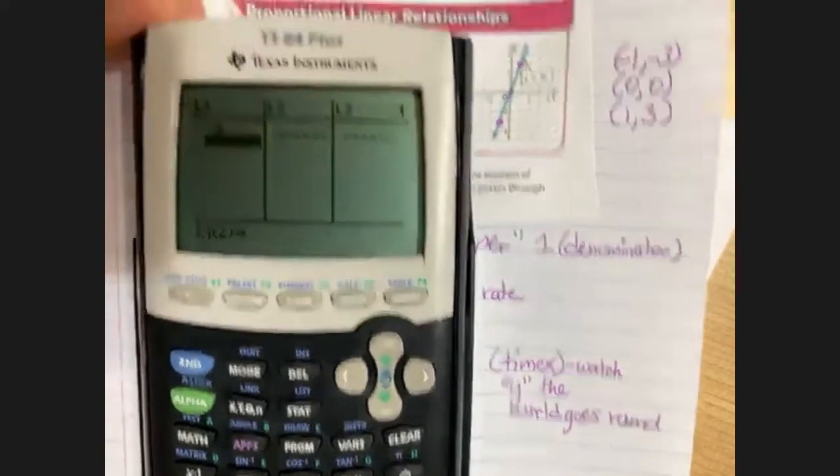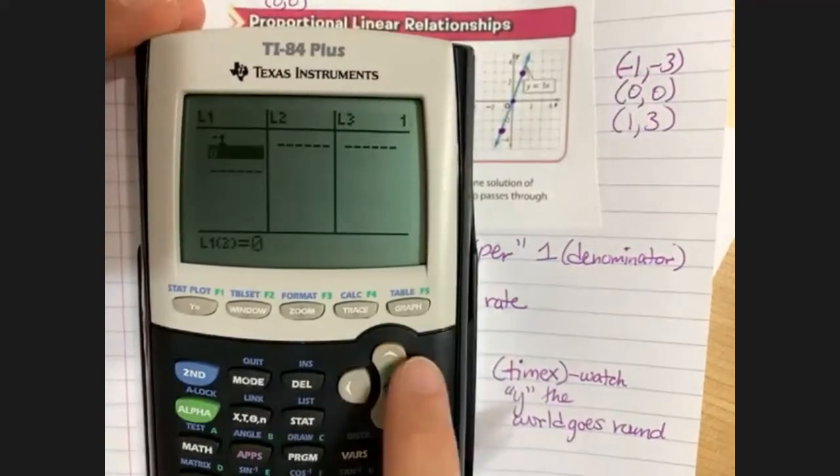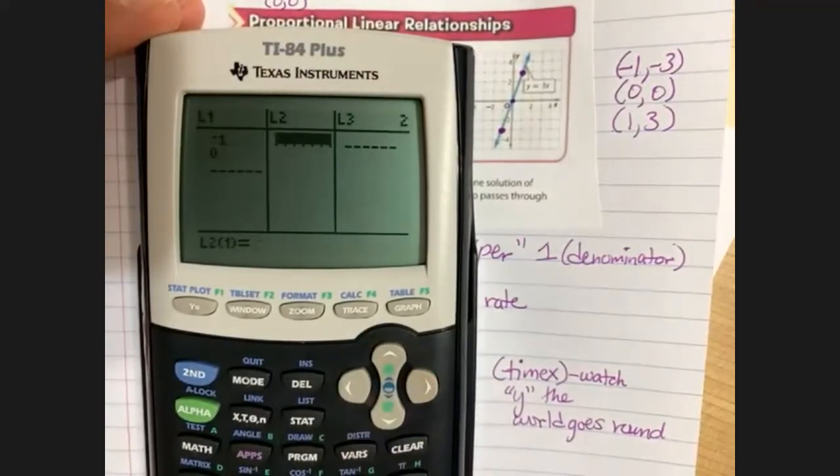And then I think I'll use 0, 0. So I'm going to hit the 0 button, enter. And always remember you have to hit enter to put the points in. So -1, -3, enter, and then a 0 point. And I'm just using the 0, 0 because I know it's proportional, and just make sure you hit enter.